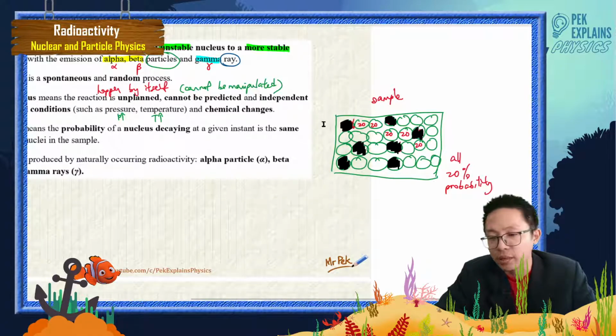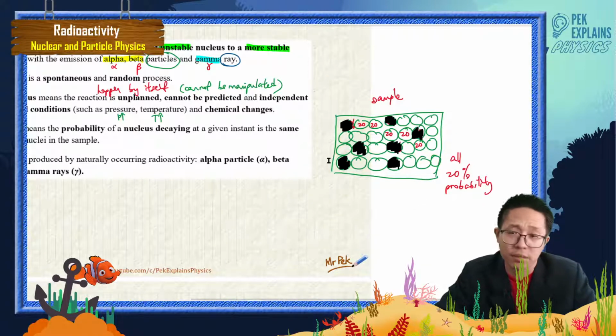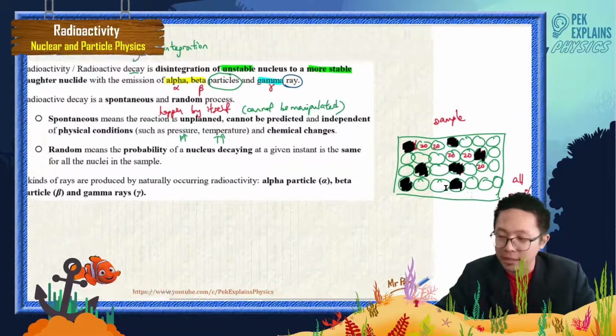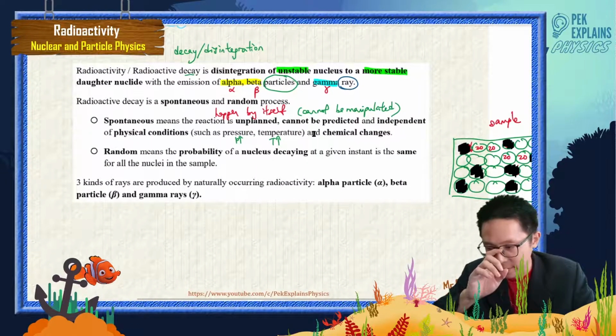So we cannot know which one will decay first. We cannot know. It's random. Which one has higher probability to decay first? We cannot know the sequence. Okay, it's random. All right.